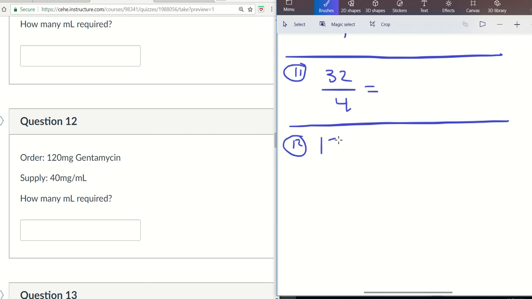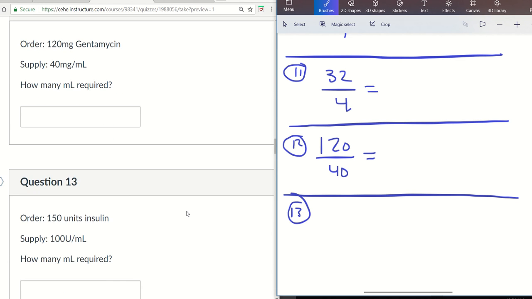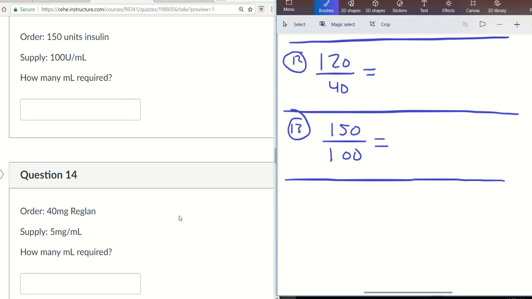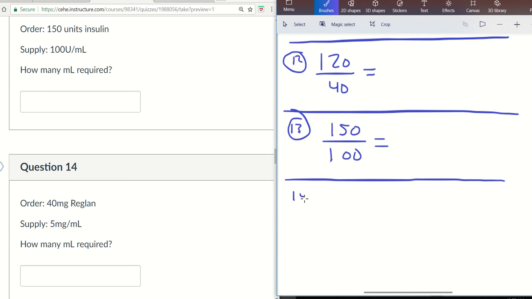12. Order is 120, supply is 40. Since they're in the same units, we just need to divide. 13. 150 units, supply is 100. Done. Done and done. 14. Order 40 milligrams, supply 5 milligrams, same units. All we got to do is divide.